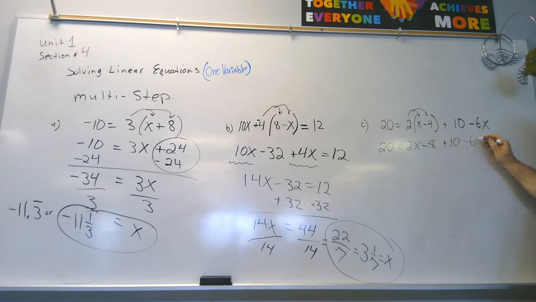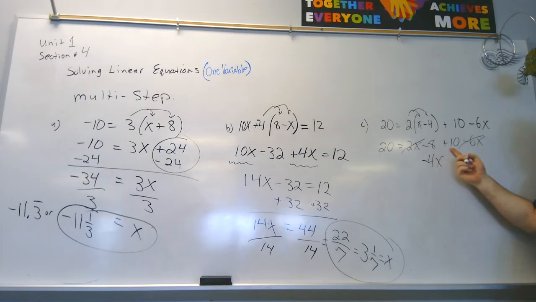Add 10 minus 6x. Notice here on the right, I have x's and I have numbers. Let's simplify those together. 2x minus 6x is -4x. And what I like to do when I simplify things, I cross them off. So I know that I've already put those together. I'm not going to make a mistake by putting other things together. A -8 plus 10 gives us a +2.